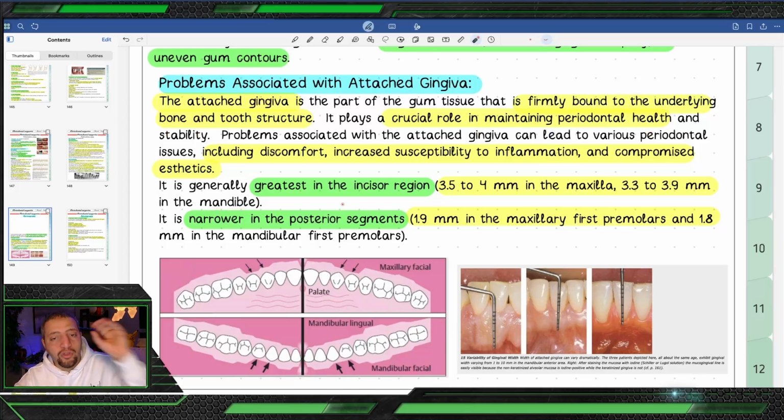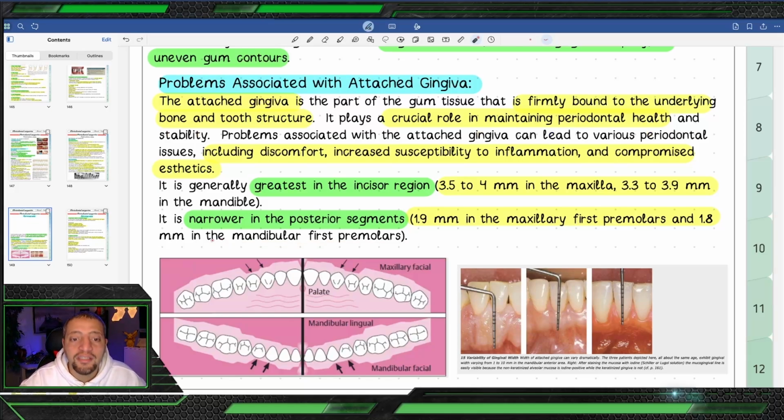So the greatest zone of attached gingiva is the upper anterior, then the lower anterior. Where we have the narrowest or the least amount of attached gingiva in the posterior segment is specifically in the lower premolar. So 1.9 in the maxillary first premolar, 1.8 in the mandibular first premolar. And this is a simple question coming from this area.